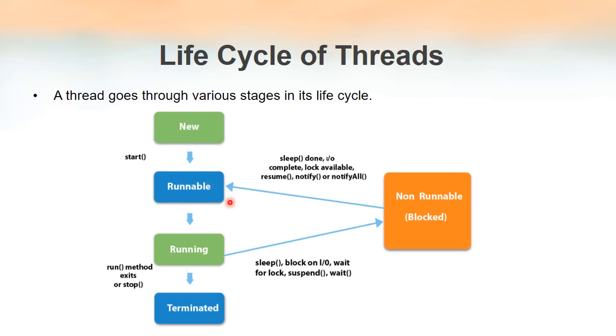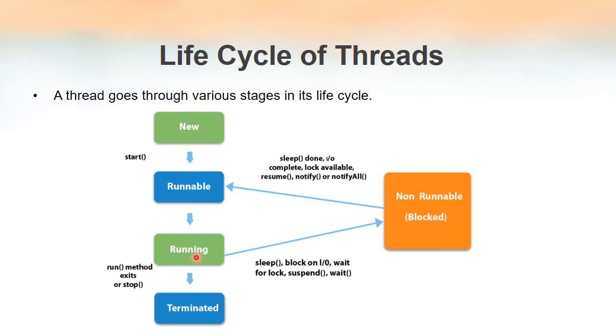Once the CPU selects the thread, because the CPU is the main entity which allocates the resources for a thread to get executed. So when the CPU selects a thread, it will be in the running state. For the thread to move to the running state, it has to be done by the CPU as well as the run method of the thread.